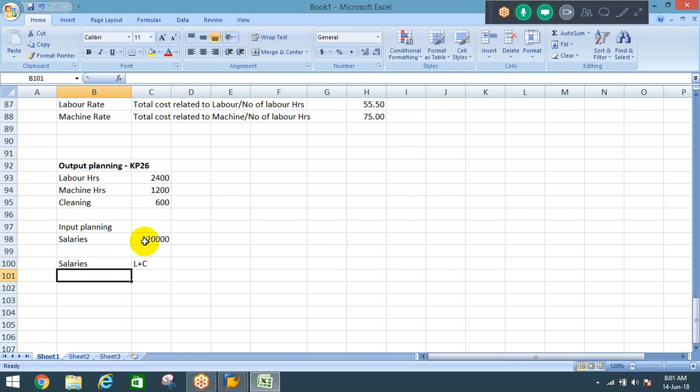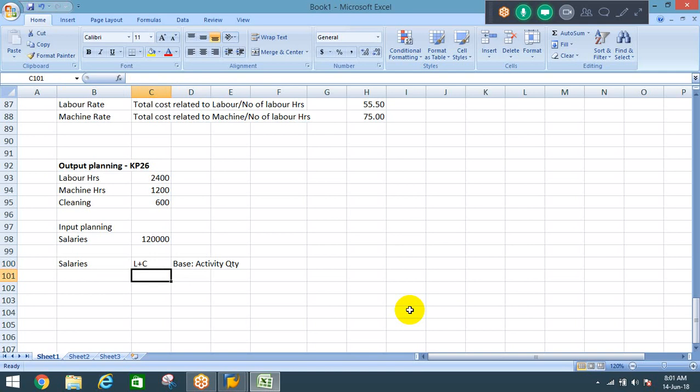ఇప్పుడు ఈ 1,20,000 ని ఎలా బైఫర్కేట్ చేయాలి, ఎలా డిస్ట్రిబ్యూట్ చేయాలి, సిస్టమ్కి తెలియదు, ఓకే. ఎలా డిస్ట్రిబ్యూట్ చేయాలి అంటే ఇక్కడ we will give the base. బేస్ ఏమని ఇస్తామంటే యాక్టివిటీ క్వాంటిటీ, యాక్టివిటీ క్వాంటిటీ అని ఇస్తాం బేస్, ఓకే. దీనికి salaries is related to labor and cleaning, and the base to distribute the cost is activity quantity.